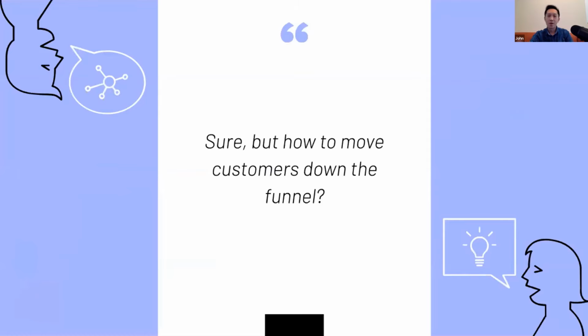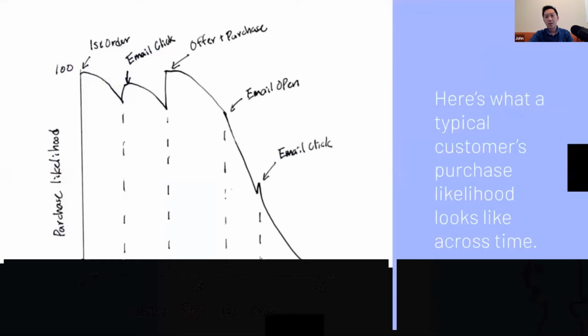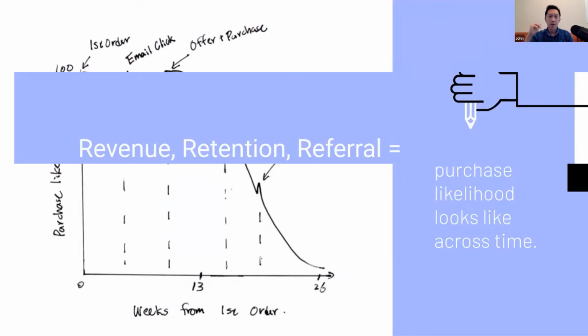You're probably thinking, okay, of course, but how are we actually going to do that? How do we move customers down the funnel? Here's what a typical purchase likelihood for a customer looks like. The goal is to send them relevant messages when they're most engaged and open to messaging. If we could map out what customer engagement looks like across time, it might look something like this. Starting on day 0, they just made their first order. Their happiness is high, their likelihood to purchase is 100%. So that starts at 100.